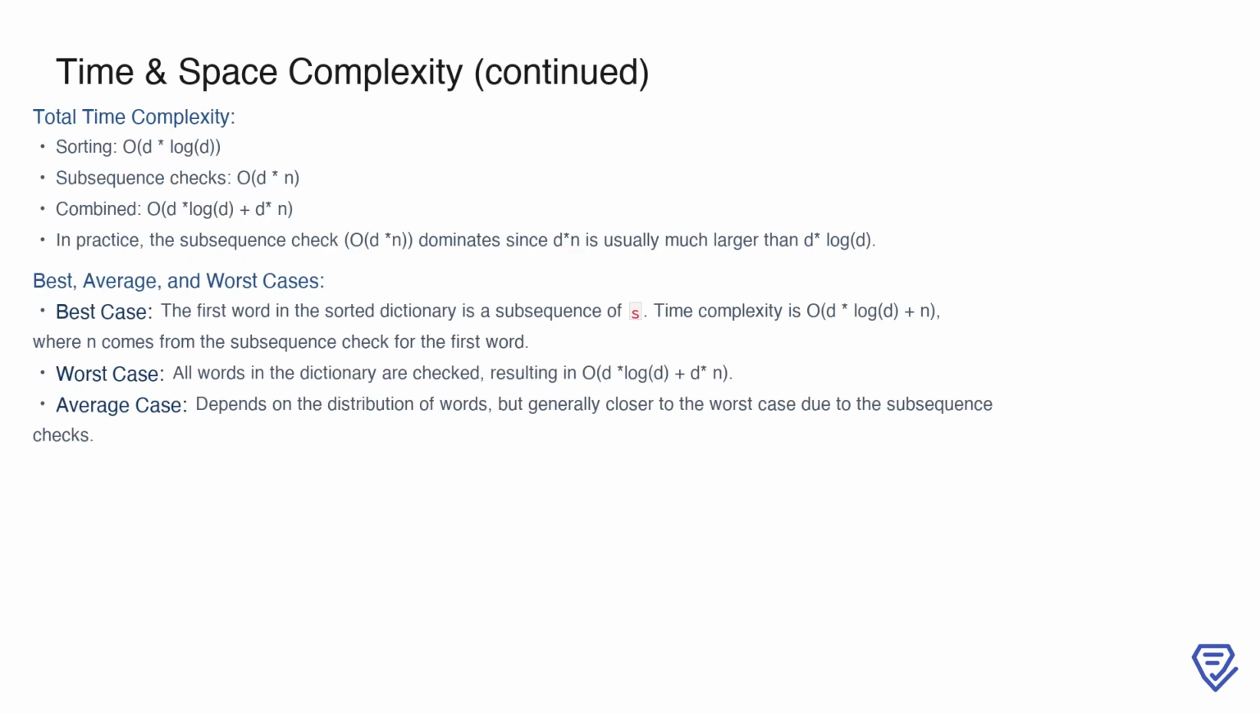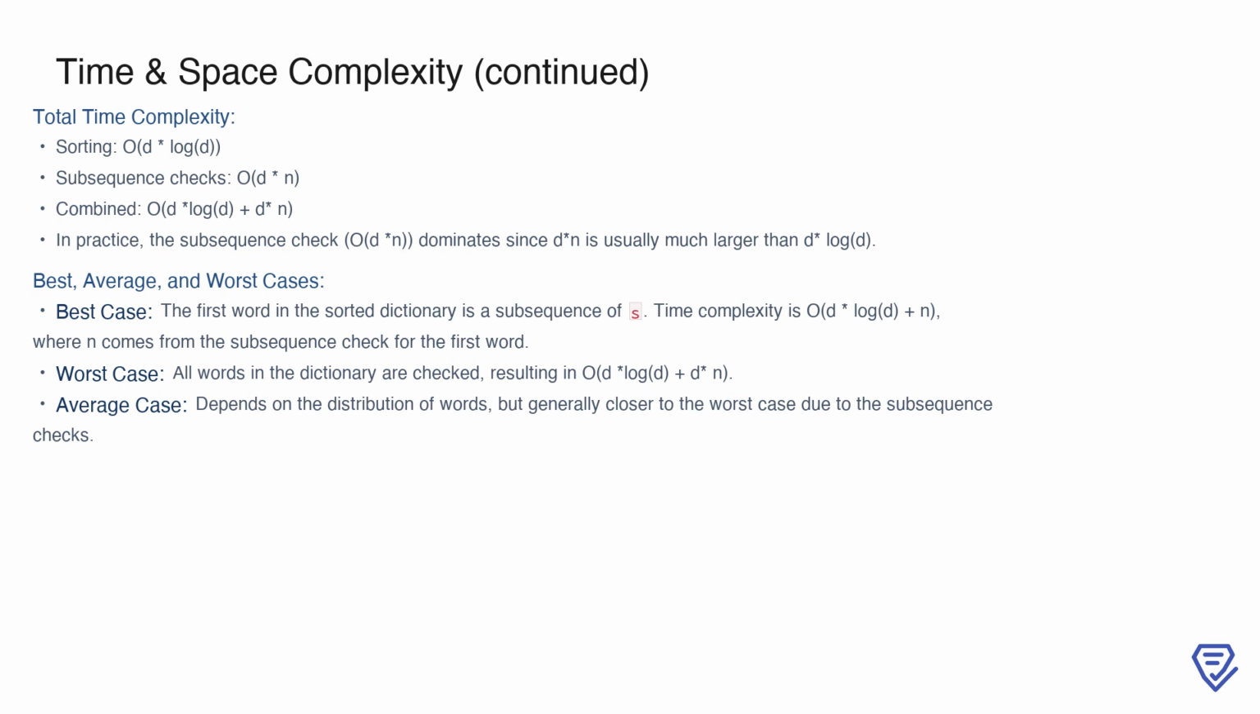When we combine the two components, the total time complexity is the sum of the sorting and the subsequence checks. Sorting contributes O(d log d), and subsequence checks add O(d*n), so the combined complexity is O(d log d + d*n). In practical scenarios, the subsequence check dominates because the product of d and n typically outweighs the logarithmic cost of sorting. Let's also consider the best, average, and worst cases.